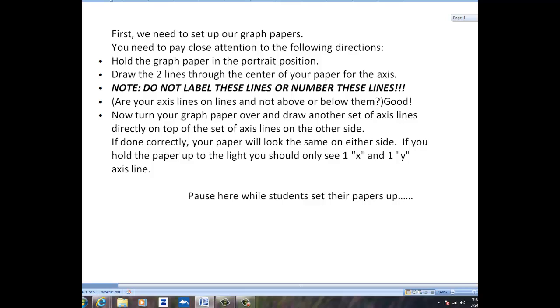Good. Now, turn your papers over and draw another set of axis lines directly on top of the set of axis lines on the other side. If done correctly, your paper will look the same on either side. If you hold the paper up to the light, you should see one X and one Y axes.